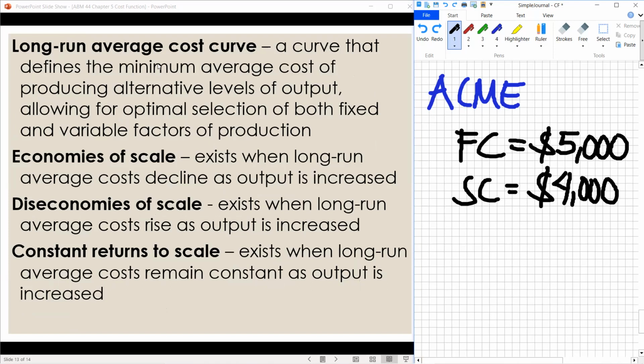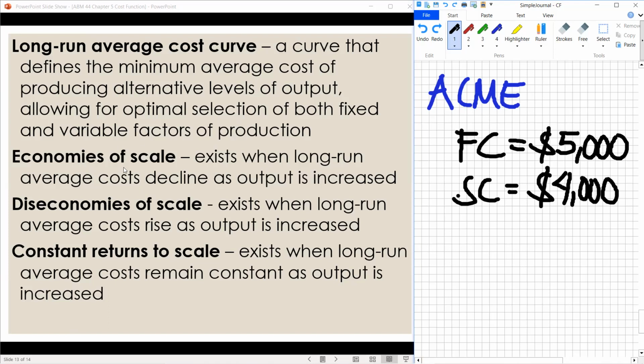Okay, so we also have the long run average cost curve. This is a cost curve that defines the minimum average cost of producing alternative levels of output, allowing for optimal selection of both fixed and variable factors of production. So from the word itself, long run average cost curve, it focuses more on the minimum average costs of producing alternative levels of output. So it is more on the other levels of output, in order to have the minimum average cost in producing.